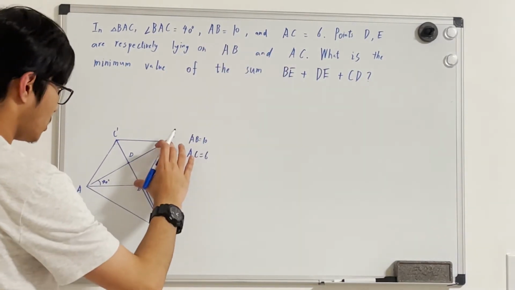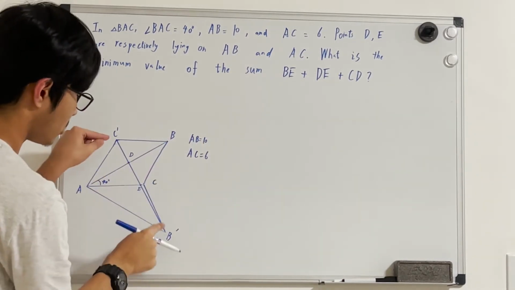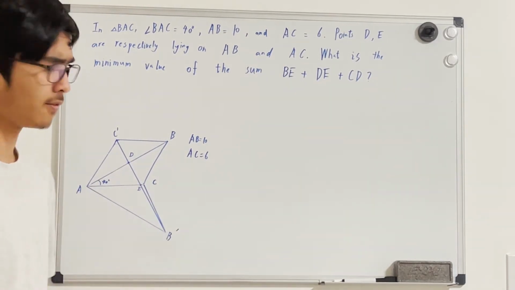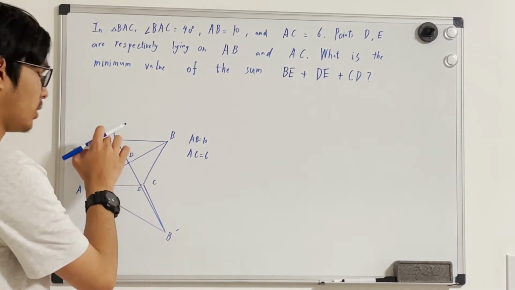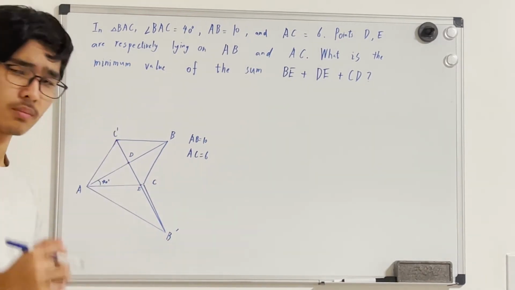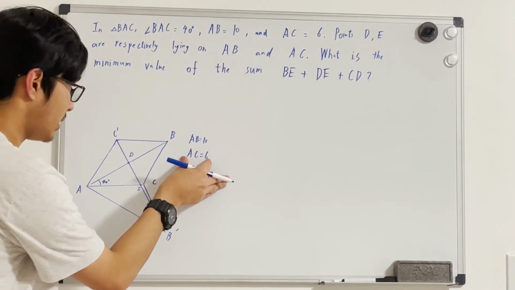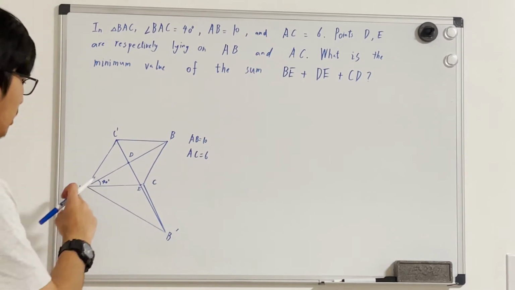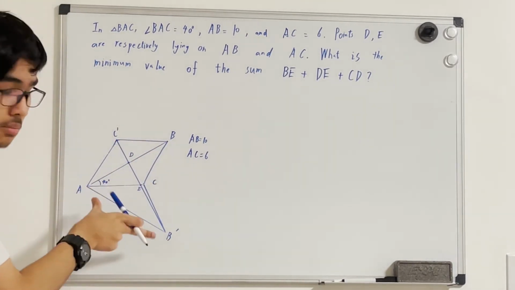BE is this part, DE is this part, and CD is this part, and we managed to find the shortest distance. So now the challenging part is actually to find the length of B prime to C prime. How do we do that? We actually know that AC equals 6 and AB equals 10, right? AB equals 10 and AB equals AB prime, right?